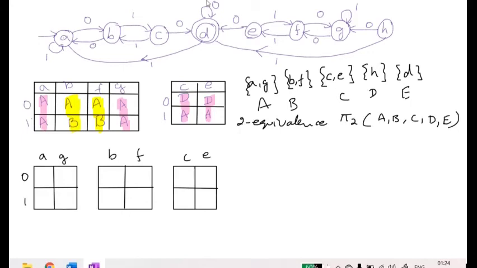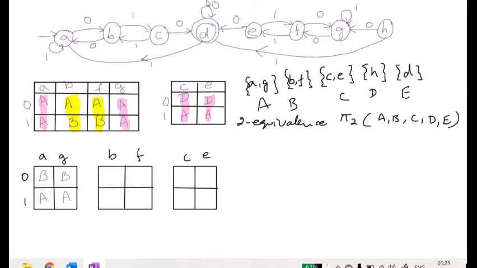Now we need to fill the cells. A on 0 it is moving to the state B and B belongs to the set B. A on 1 it is moving to the self state and A belongs to the set A. G on 0 it is moving to the state F and F belongs to the set B. G on 1 it is moving to the self state and G belongs to the set A.